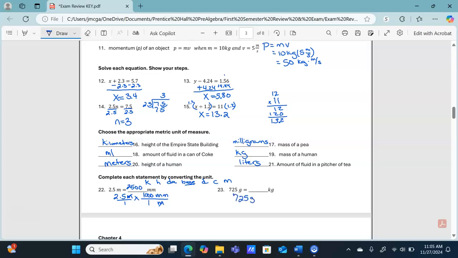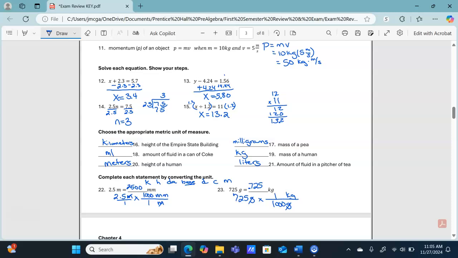725 grams to kilograms. There's 1,000 grams in 1 kilogram. And again, doing this, we go 1, 2, 3 steps to the left. 725 divided by 1,000 would move the decimal 3 steps to the left.